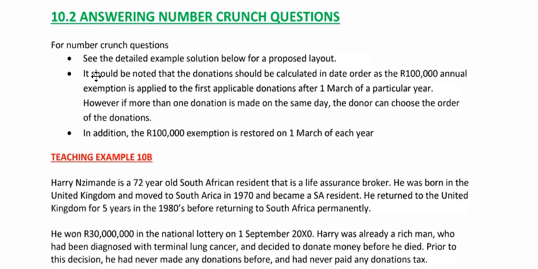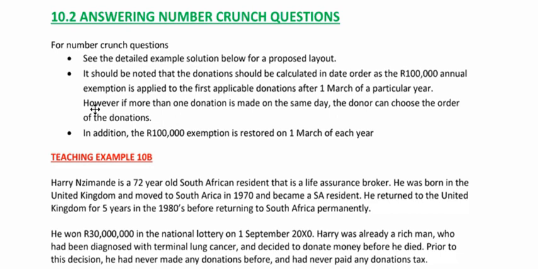Next thing, it says it should be noted the donation should be calculated in date order, as the 100,000 annual exemption is applied to the first applicable donation after 1 March of a particular year. So donations tax runs from 1 March all the way through to the last day of February. So you get a new 100,000 each year. Whenever you get back to March, the 100,000 is reinstated. If you don't use it, tough, you don't get to carry it forward.